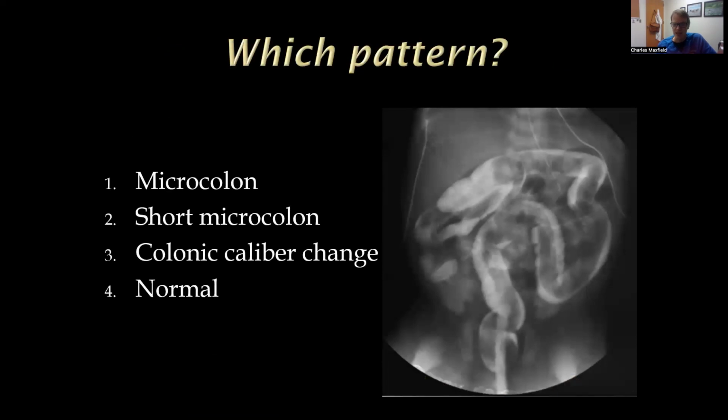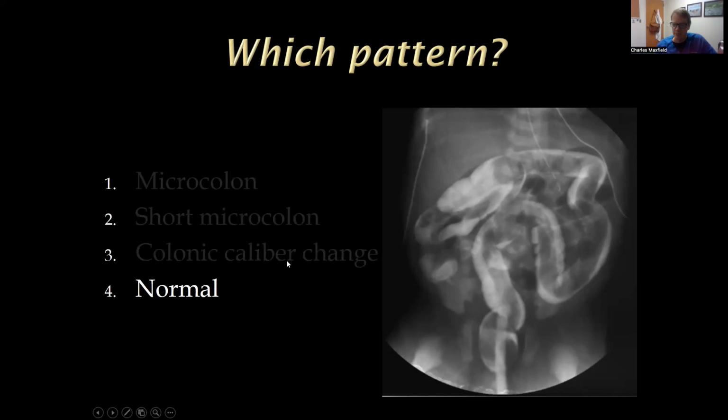All right, here's the last pattern. So ignore the meconium, right? This child has meconium filling defects, but we don't care. That's not one of the discriminators for these patterns. It's all about the caliber of the colon. And if you look at this caliber, it's not too big, right? It's not wider than a vertebral body. It's not too small, meaning it's not smaller than the height of a vertebral body. It's just right. And furthermore, it's uniform throughout. There's no caliber change throughout. So this is a normal contrast enema.